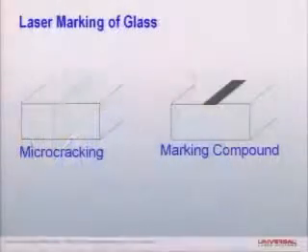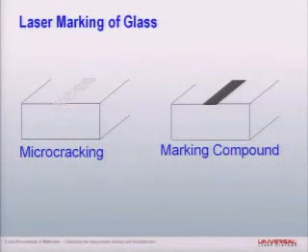And then glass is a fairly unique case. So we can't ablate glass away, at least with a CO2 laser. We heat the glass locally, which causes micro cracks in the surface. It can be a very nice effect. It makes it look very white. It scatters light. The other mechanism for marking glass would be a marking compound, like Cermark or Thermark. There's special varieties of Cermark and Thermark that are made to bond better to glass than to metal.